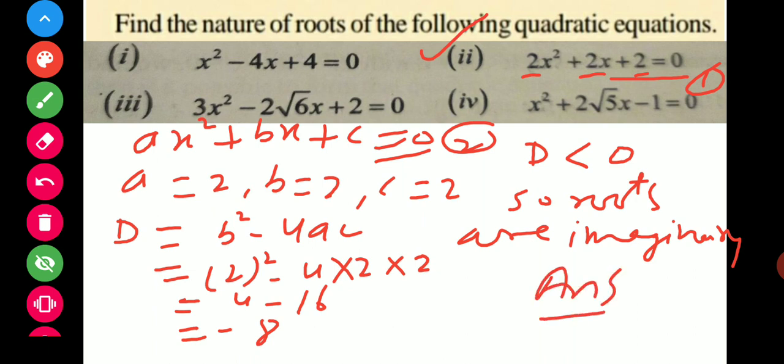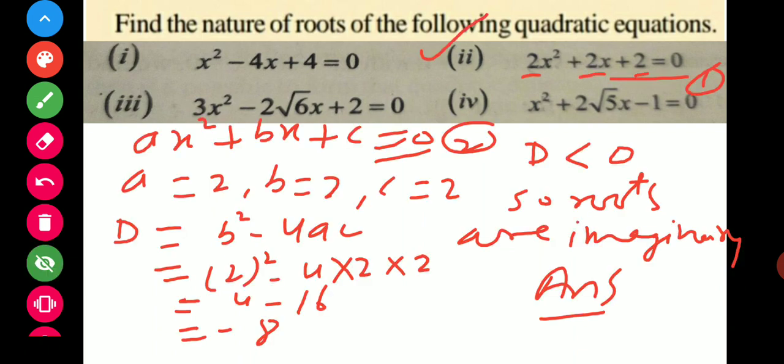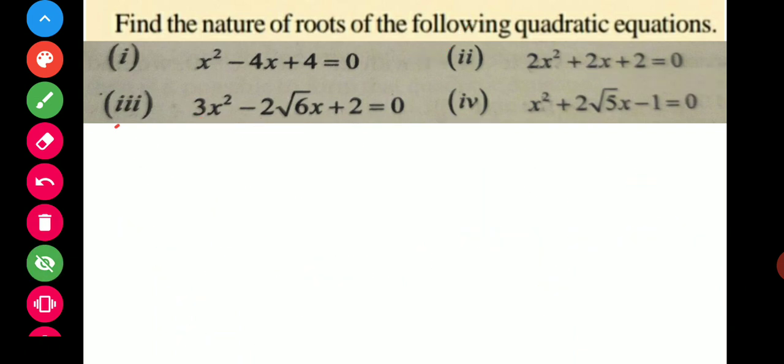This is the nature of the roots. So you can do other questions in the same manner. So this third question and this fourth question are for your homework, so you can do them at home very well. If you have any trouble, you can ask me on WhatsApp. Now come to the next question.